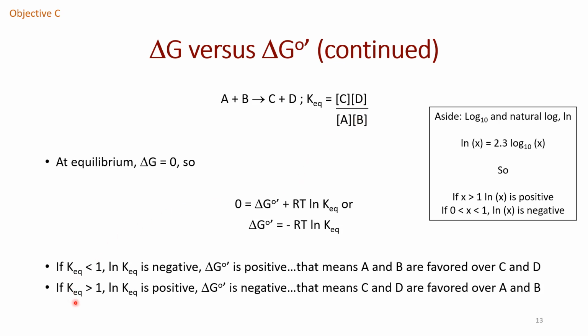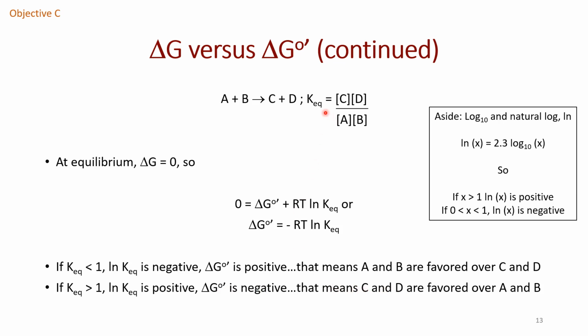So if the KEQ is greater than 1, which is what's going to happen, then the log of KEQ right here, the log of a number that's really big, is going to be a positive number. It's going to be positive. And then R and T are constants, and that negative sign is still sitting there. And so that means that your standard free energy is going to end up being negative. So when delta G, not prime, is negative, that means it favors C and D.